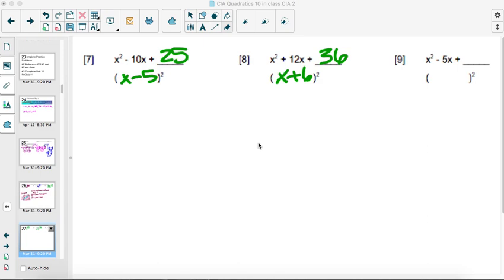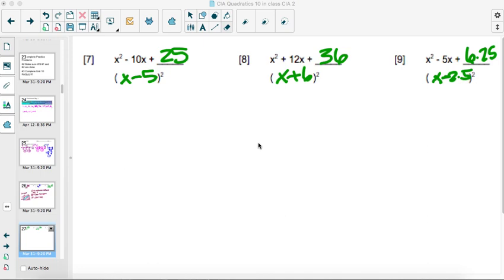All right, the next one you need a bit of a calculator for. Half of negative 5 is 2.5. All right, but 2.5 squared, I don't know off the top of my head, so it's just 2.5 times 2.5, which is 6.25.